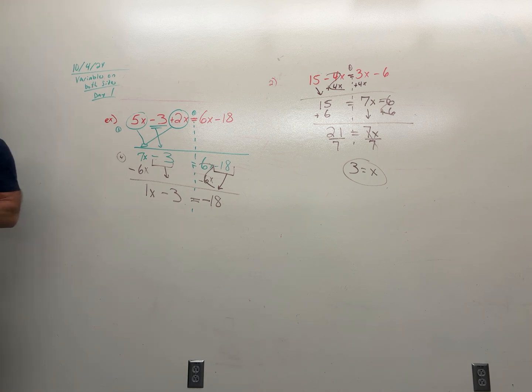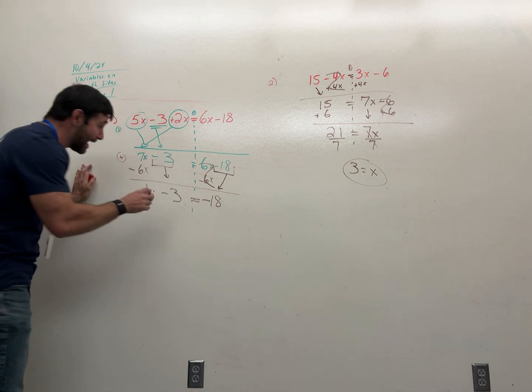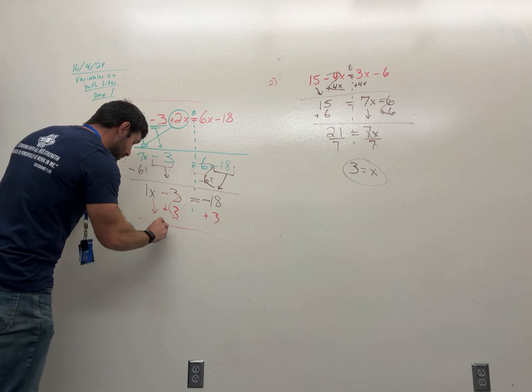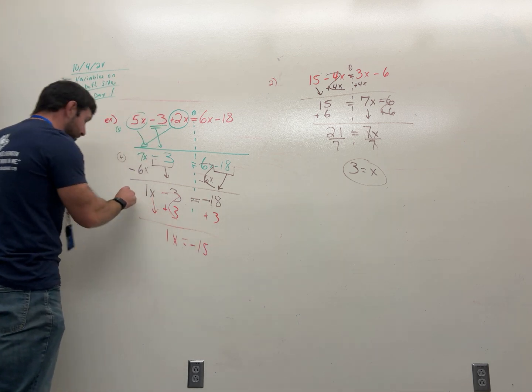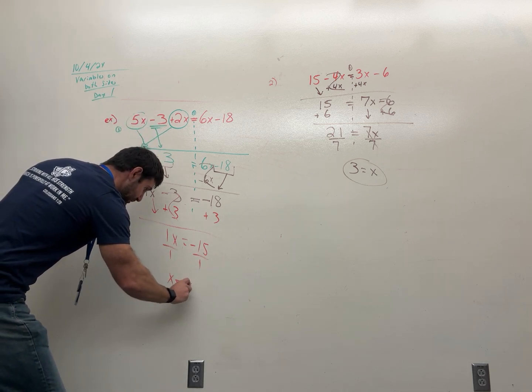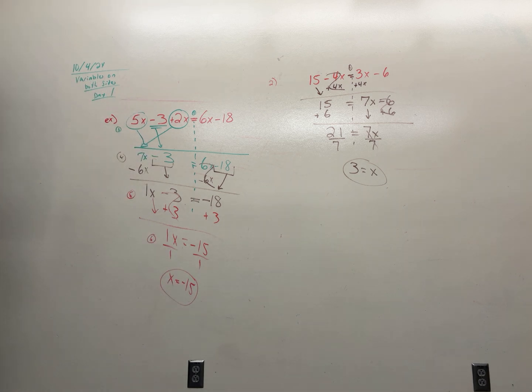Combine constants. What are my constants? Negative 3 and negative 18. But we want the x's by themselves. Put a wall between yourselves and the x's, right? So we're going to add 3. That's the inverse. That's 0. 1x equals negative 18 plus 3 is negative 15. Last but not least, we isolate. X equals negative 15. What questions do we have?